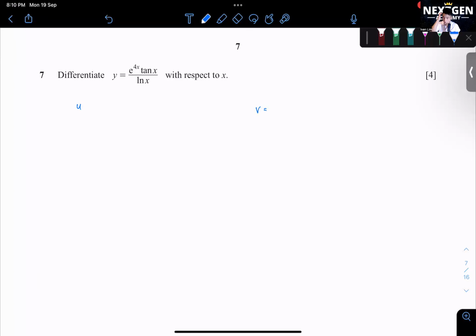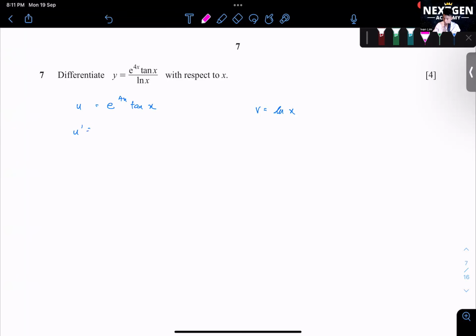Write it in u, v, then u prime, v prime first, before you straight away put in the differentiation, because sometimes you got 1 term, 2 terms wrong, right? Then you cannot check back. It's very hard for you to check back. So write it like this first. Your numerator, e to the power of 4x tangent x, v is ln x, u prime. This one will be what? Again, another product rule, right?